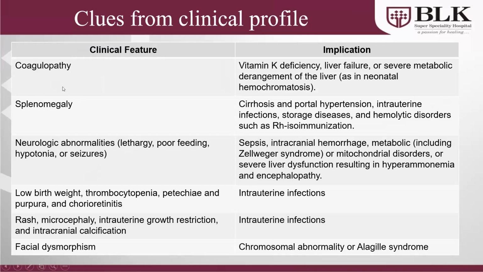If there is presence of underlying or associated coagulopathy, it can be due to vitamin K deficiency due to malabsorption of vitamin K in a cholestatic child. It can be a part of liver failure, and so always look for any underlying liver failure. Look for INR. It can be due to severe metabolic derangement of liver, as in neonatal hemochromatosis or tyrosinemia. So look for these specific causes.